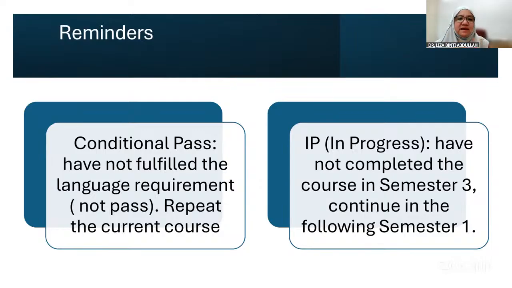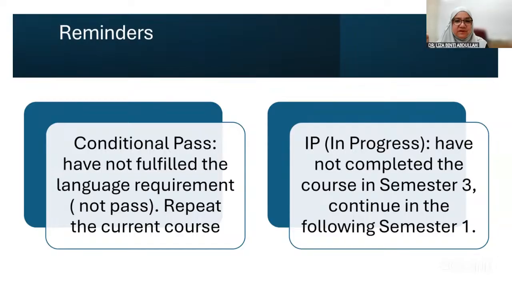So please pay attention to this one. It means you have to register the same course again in the following semester. If you don't register, means you are not done yet. Be very careful. So conditional pass is one, and another one, for semester 3, there will be this status, IP. IP means in progress. This one that I mentioned just now, I explained.